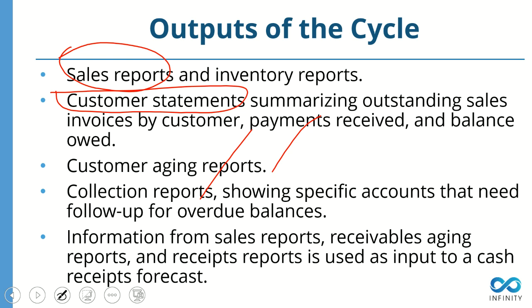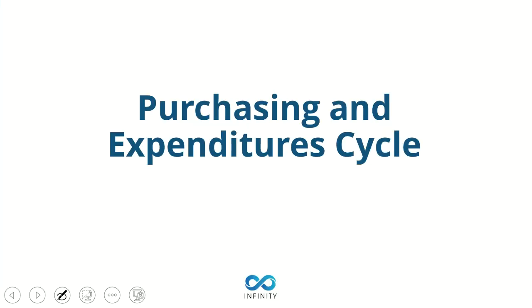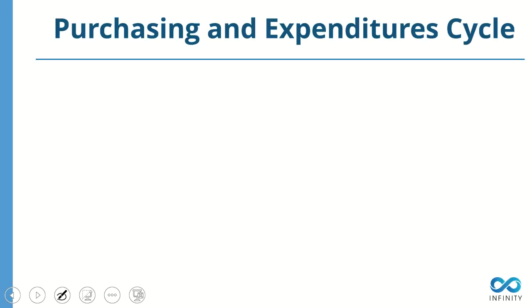So first we looked at the revenue cycle and how we use AIS to get the output we need. The second can be the purchasing and expenditure cycle. So you want to buy something for your organization. What steps do you have to go through, and how is AIS going to help you in this? That's what we are going to see in the next slide.